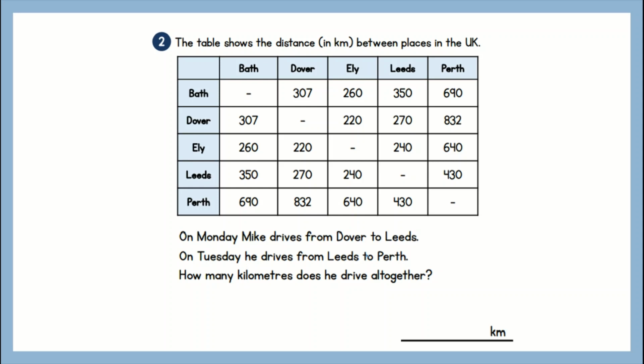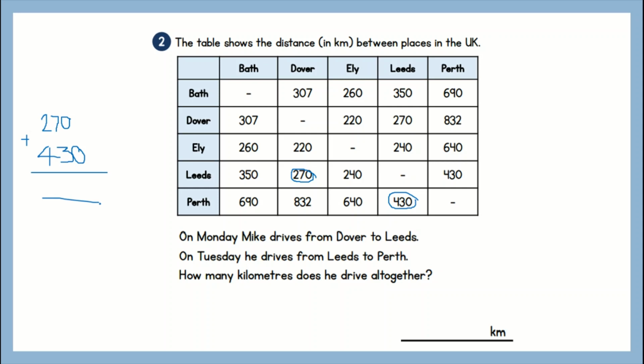So from Dover to Leeds, Dover, Leeds is down here, 270 kilometres. That's from Dover to Leeds. Now from Leeds to Perth, Leeds, Perth is here, and that's 430 kilometres away. And we are asked, how many kilometres does he drive altogether? That means that we need to add them both together.